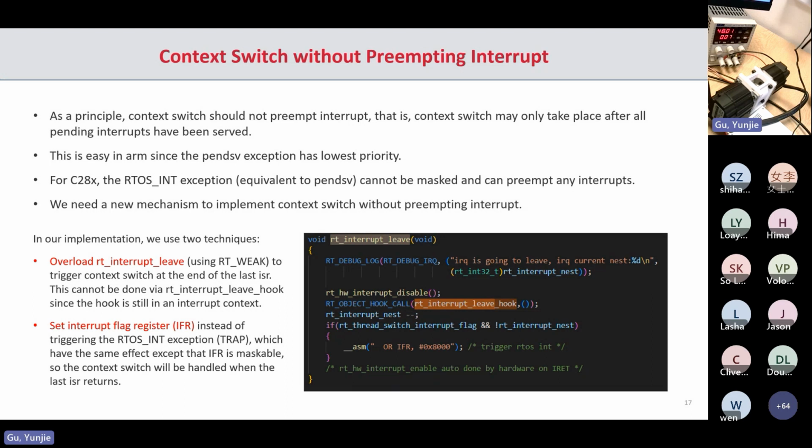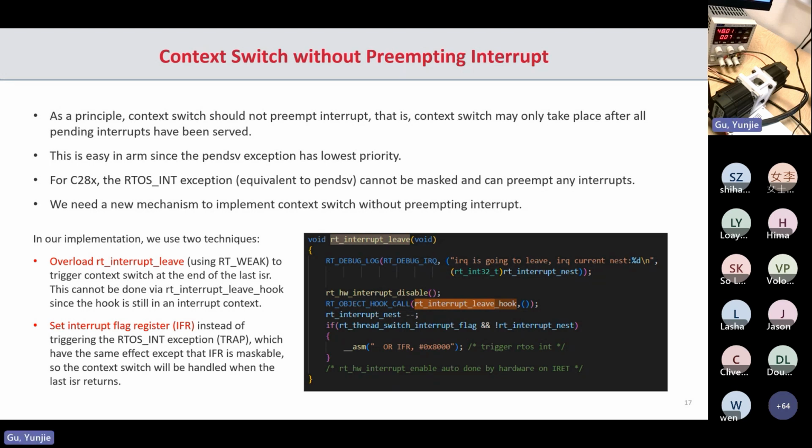But for the C28 architecture, the RTOS interrupt exception cannot be masked, and it also has no priority. That means whenever you trigger that, it cannot be stopped. And this is very problematic.